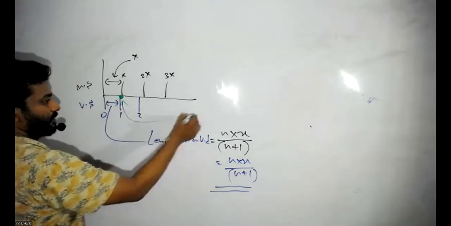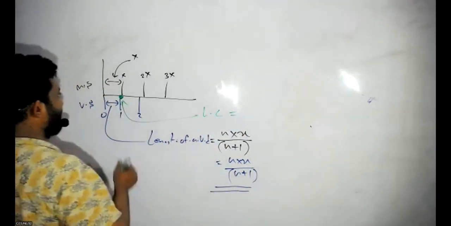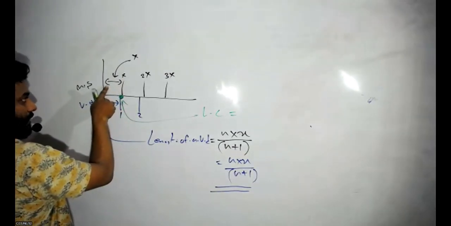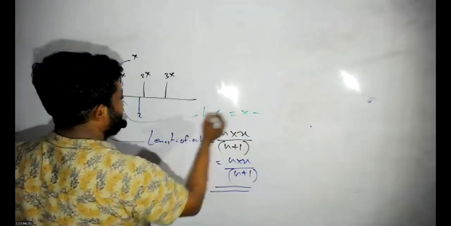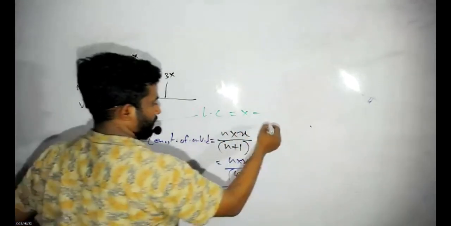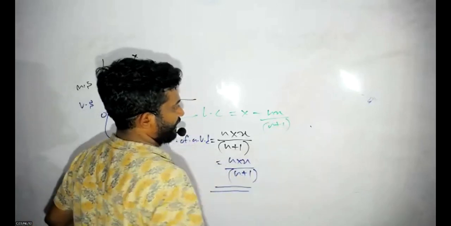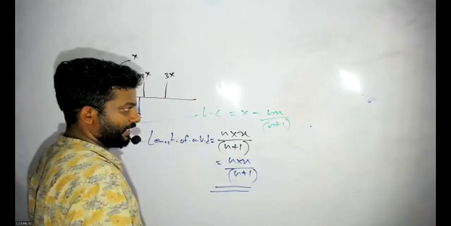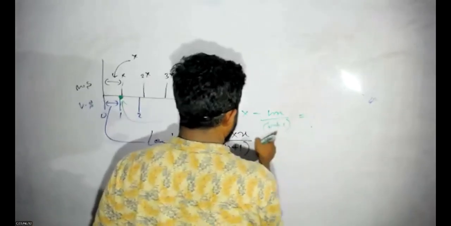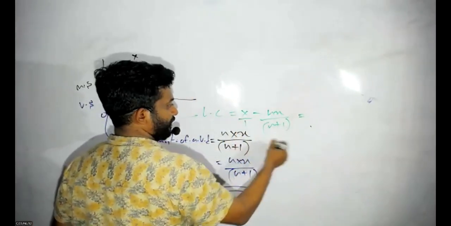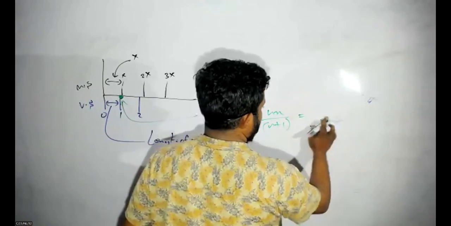What should be the least count? Least count of the scale is the gap between the main scale division and the vernier division, that is x minus nx over n plus 1, the length of the vernier division, right? This one is the length of the vernier division. Just find the value. You can consider the common denominator here. n plus 1 is the common denominator, right?